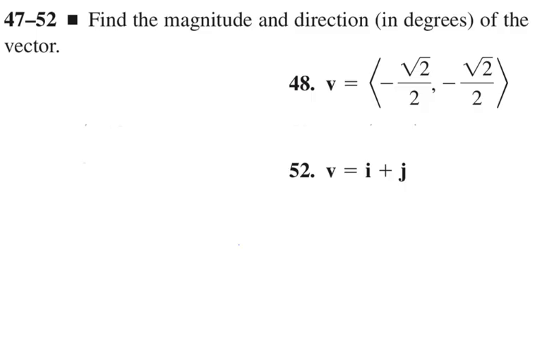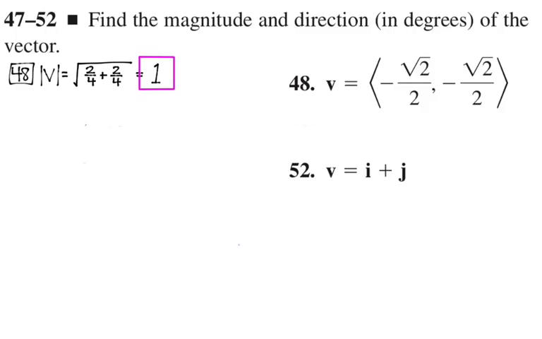For these last group of problems, you should find the magnitude, which is to square each of the components, add it together, and take the square root. So for problem number 48, when you square each of those, you get 2/4. Add that together, you get 1. The square root of 1 is just 1, and that is the magnitude.